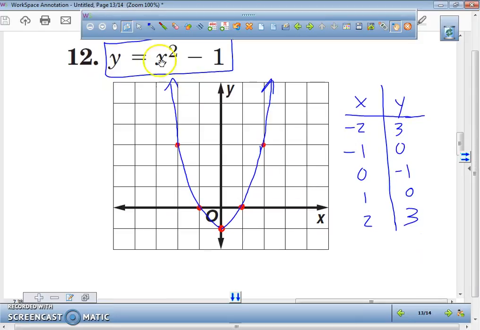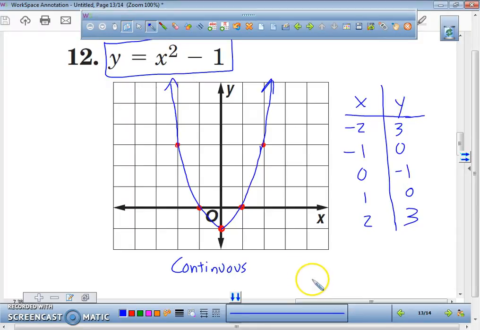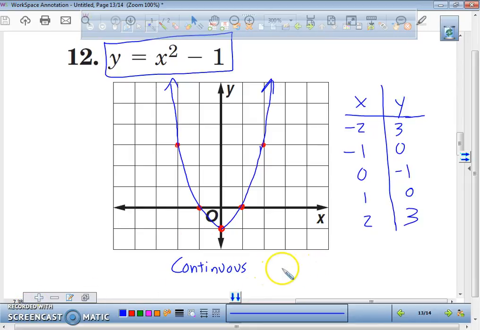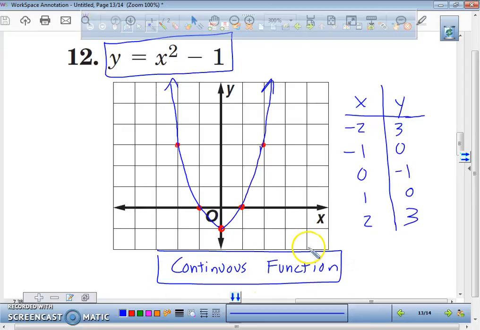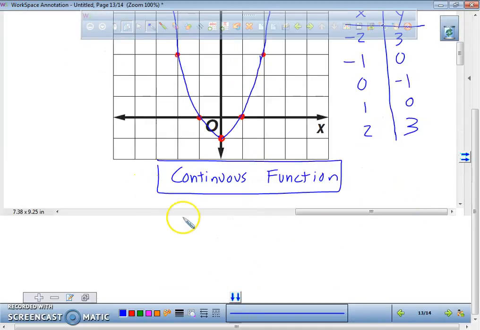So now that you have that done, you're correct, this is continuous. Does it pass the vertical line test? Yes. That's right. It does pass the vertical line test. So this is a continuous function. So there is our graph. It is a continuous function. And then here's the kind of the tricky part. What do we have to talk about? The domain and the range. D and R.